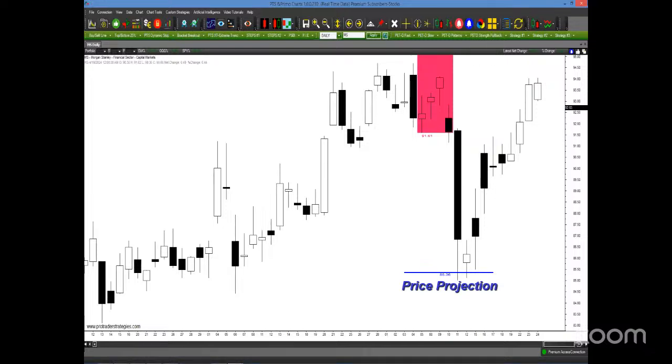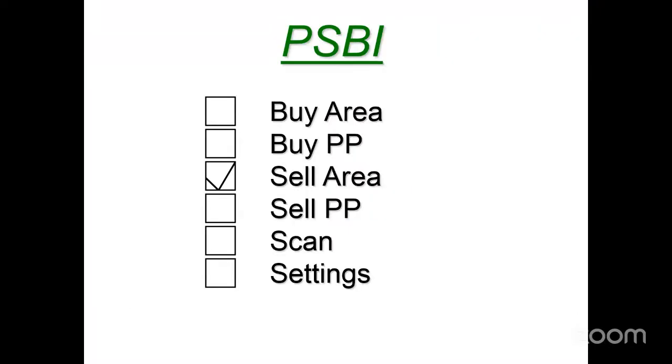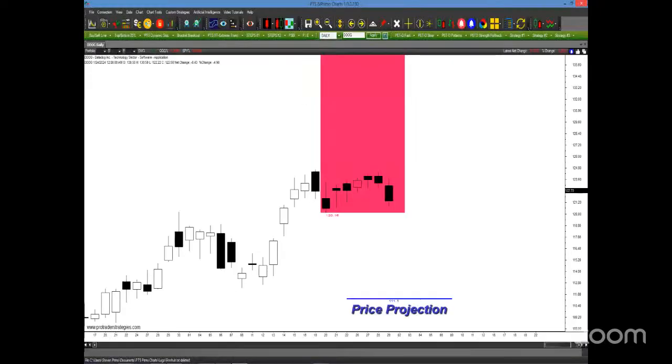Okay. Here's an example now in DDOG. Okay. We have a sell area being generated. You're not short yet. Click on PSBI, click on sell area, or I should say price projection, the wrong one. And okay, that looks good. So I think I'll take the trade. I think that would be a nice profit. Let's see what happened. You had the breakdown right there. And in 3 days, we went to the price projection.